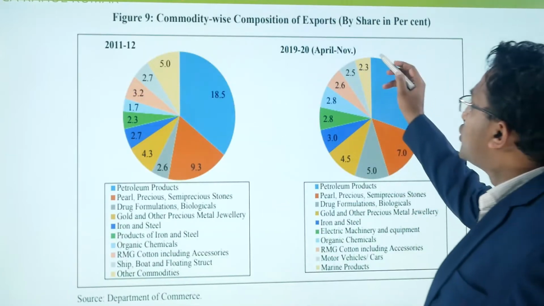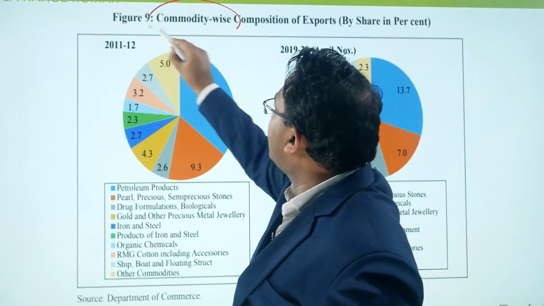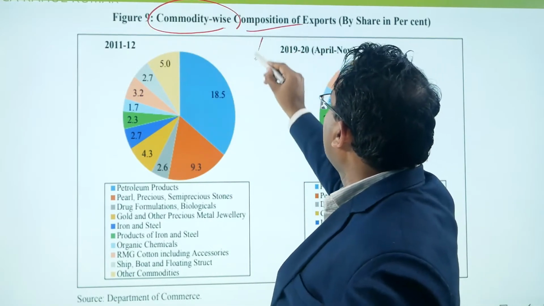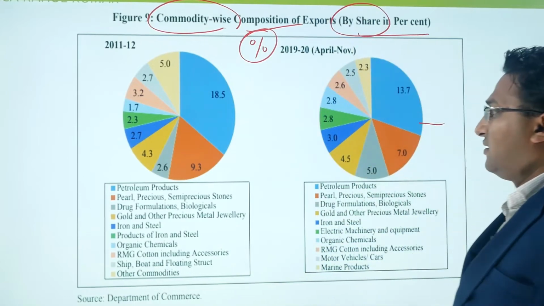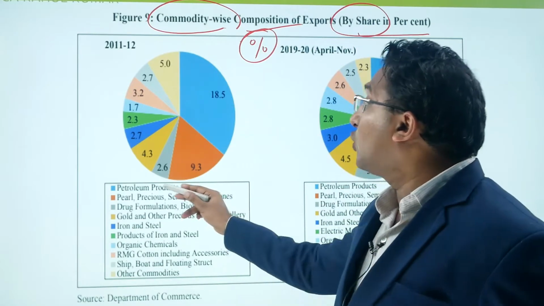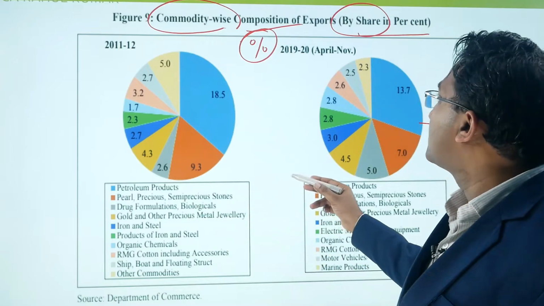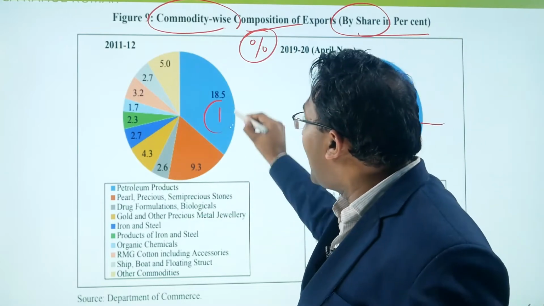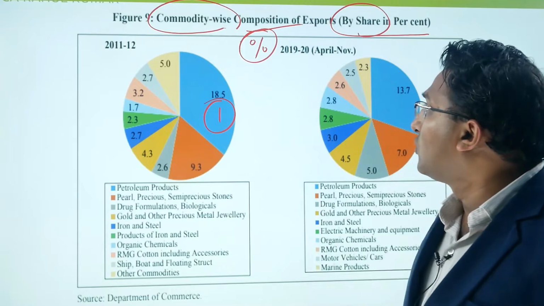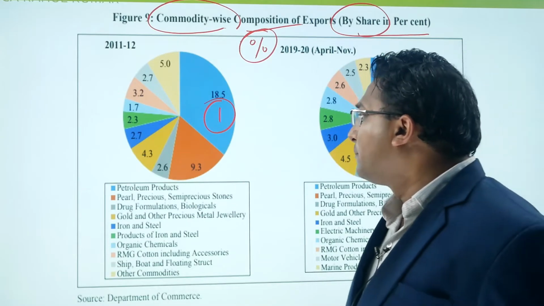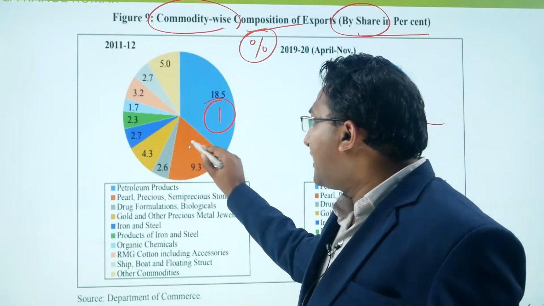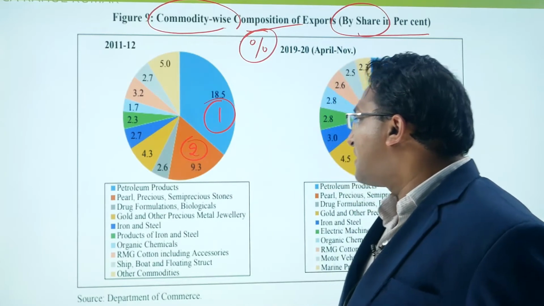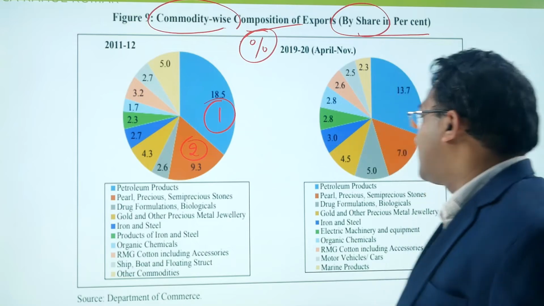Commodity wise composition of export. Commodity wise composition, that is, what is the percentage share of each item. So you can see petroleum products, this is occupying the highest share. Out of the total export, petroleum product export is approximately 18.5%. Second, pearl, precious, semi-precious stone is 9.3%.